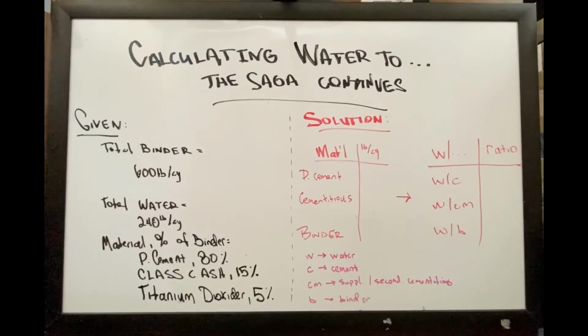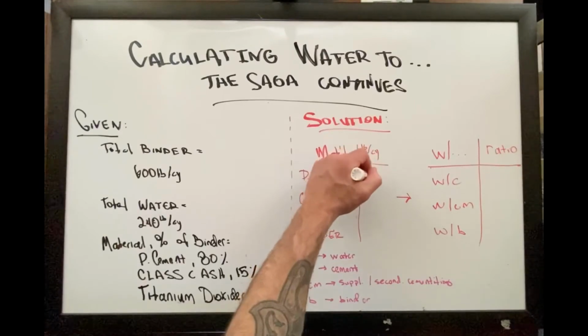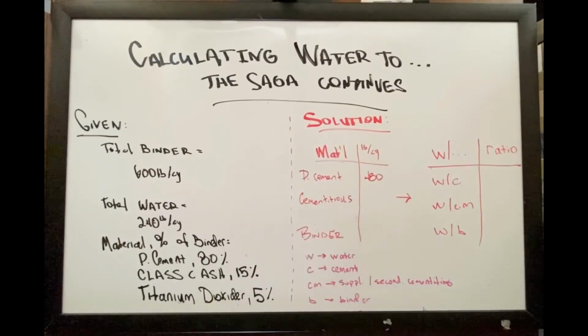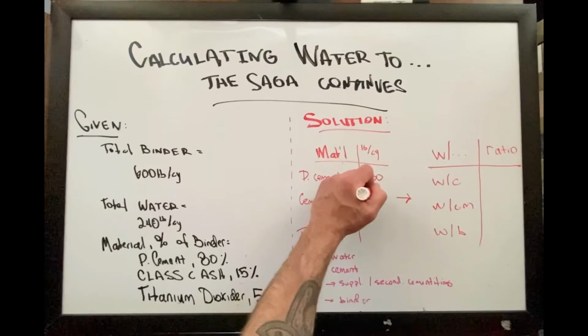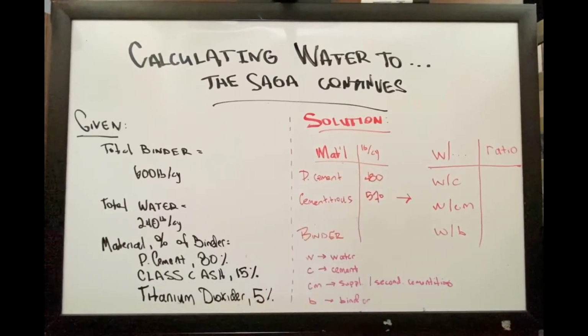Now, when we break it down for the first one, Portland cement makes up 80% of our binding matrix. So 80% of 600 is 480 pounds per cubic yard. Now, we're going to put 15% on top of that with our supplementary or secondary cementitious material, our Class C ash. So altogether, 80 plus 15% is 95%. 95% of 600 is 570 pounds per cubic yard.